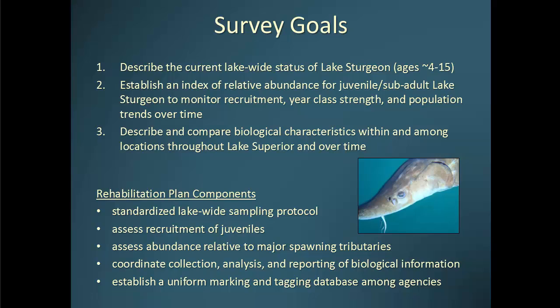In addition, the rehab plan also identified other needs that should be addressed, such as the need to develop a standardized lake-wide sampling protocol for sturgeon, the need to assess recruitment of juveniles, as well as assess abundance relative to some of the major spawning tributaries. The index survey is also working towards coordinating the collection, analysis, and reporting of biological information on Lake Superior. We're also working to establish a uniform marking and tagging database among all those agencies, and also working in conjunction with the Great Lakes Lake Sturgeon Tag Identification Database.